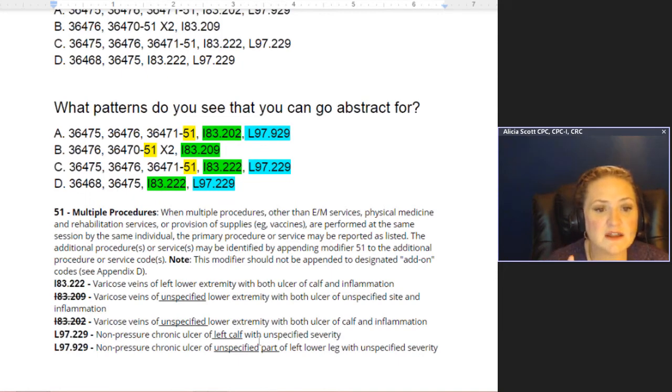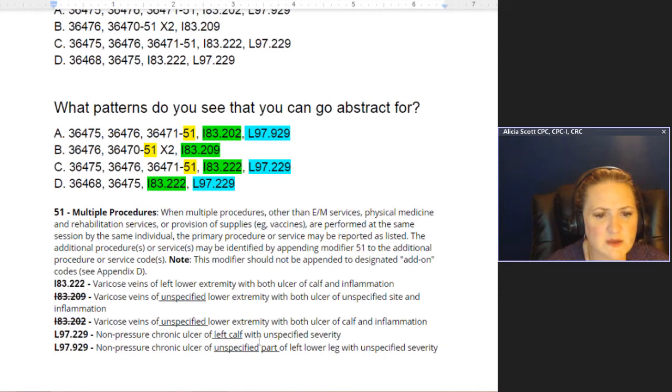Then I'm going to look at I83.222, real quick, varicose veins. Yep, it said varicose veins, right? So, okay, I'm good. Left lower extremity. Yeah, it was the left. I saw that. It jumped out at me. Ulcer and inflammation. I did see those 2 terms. Okay, so that code's okay right there.